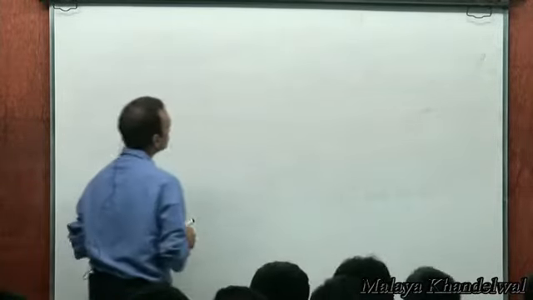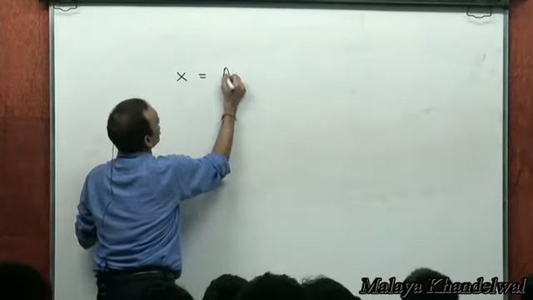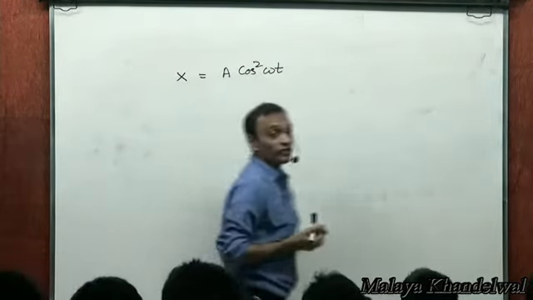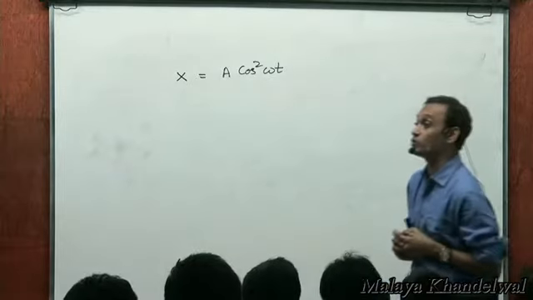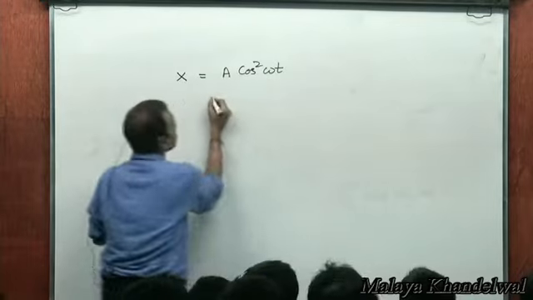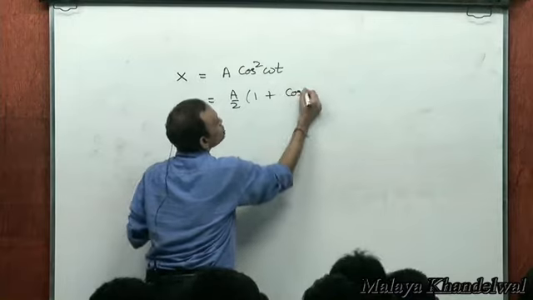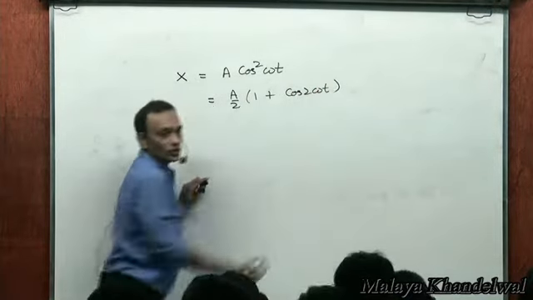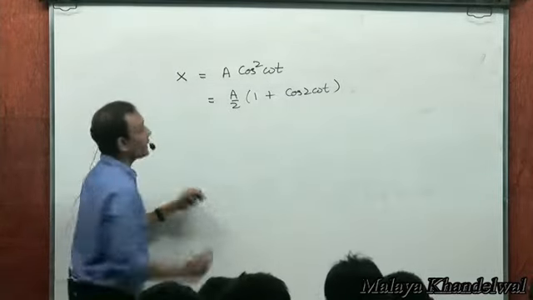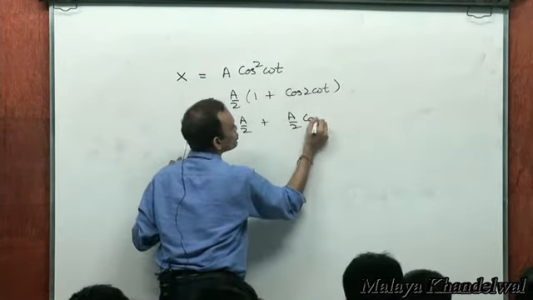Now, suppose I had x equal to A cos square omega t. I want to figure out what kind of a motion this is. Cos square omega t means half of 1 plus cos 2 omega t. Yes or no? Cos square theta is half of 1 plus cos 2 theta, which is like A by 2 plus A by 2 cos 2 omega t.